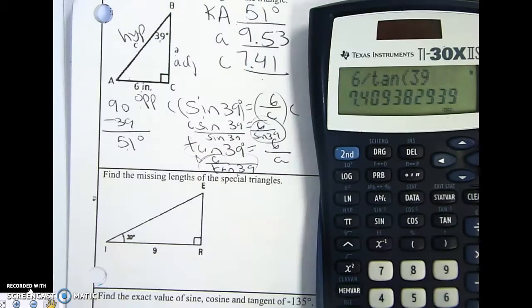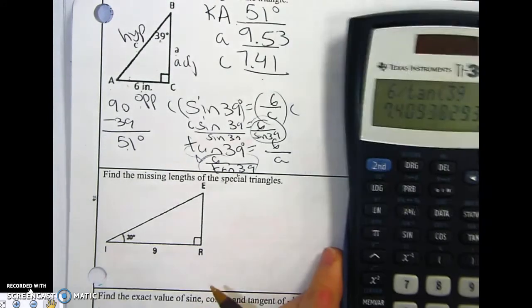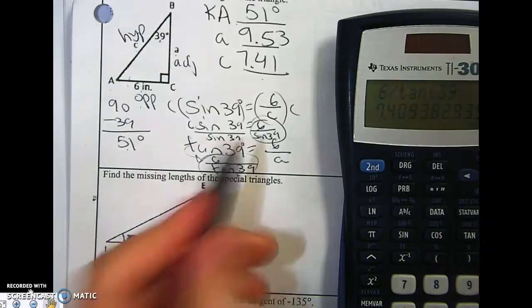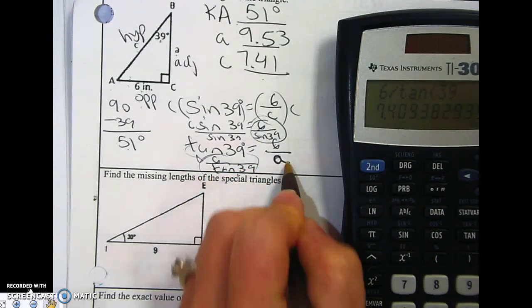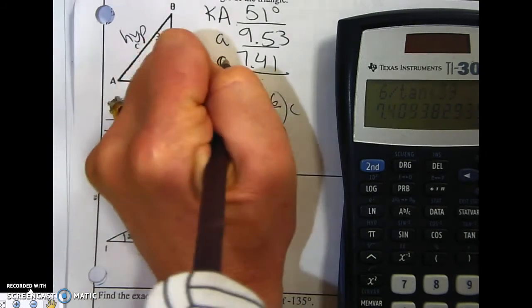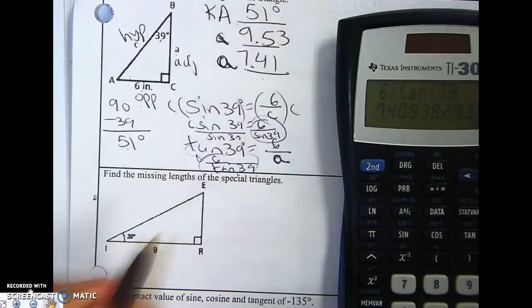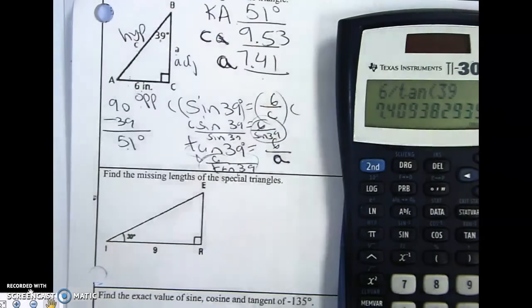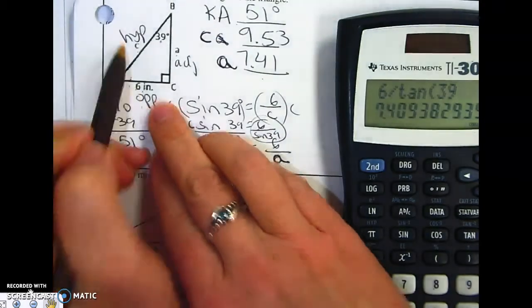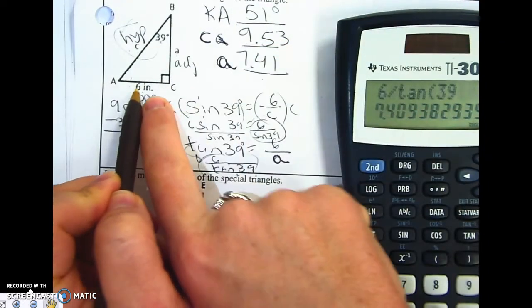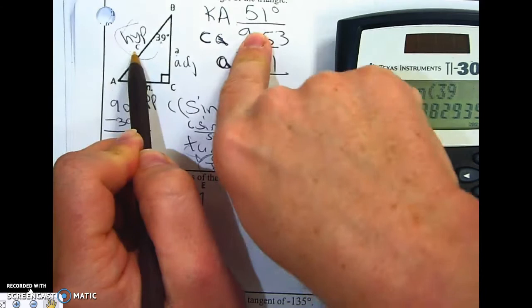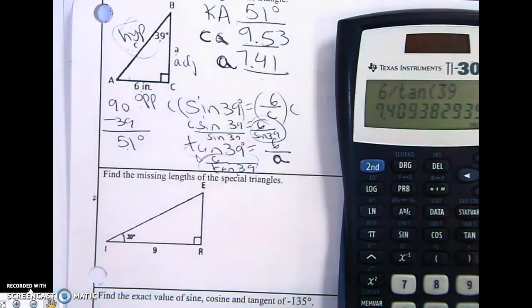All right, so I've got all of my answers, and now I need to figure out what I did wrong. Does anybody notice what I did? Because I do. This was A, but I put it in for C. And this is A, and I put it in for C. You know how I noticed that? The hypotenuse always needs to be the longest length. So when I did a quick check, 6, 7.41, and 9.53, the hypotenuse always needs to be the longest.